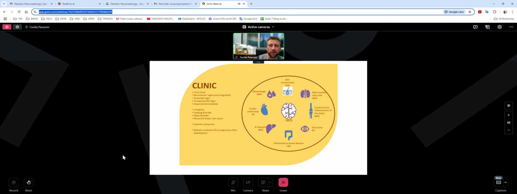It is a peculiar condition because we usually observe a first progressive phase, which is followed by a stabilization of the clinical picture. In this first active phase of the disease, which usually lasts some months, we can also observe severe irritability, feeding disorders, sleep disorders, recurrent fever sine causa. And we can also have some systemic symptoms that you can see listed here.